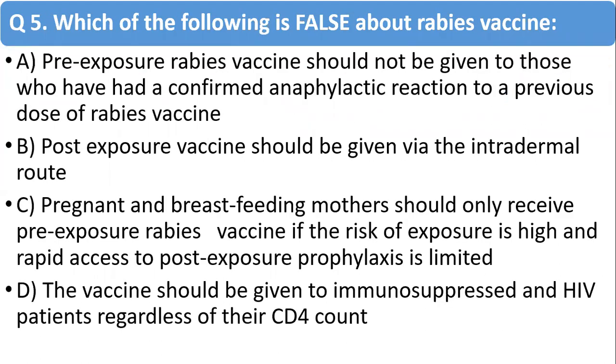Which of the following is false? B. Post-exposure vaccine should be given via the intradermal route, it's false. Post-exposure, I have told you that it's given around the wound, and there's no need of another intramuscular or intradermal.